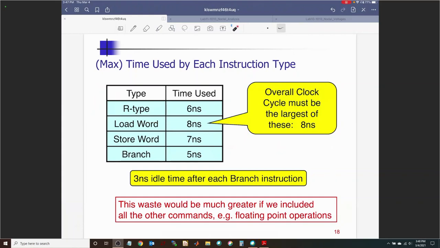Now, because there is a discrepancy, there is another consequence of this: if you end with a branch instruction, it ends 3 nanoseconds before a load word instruction could finish, right? So branch instruction ends in 5, load word ends in 8. So if there was a branch and you are limiting things to 8, then you have 3 nanoseconds of idle time after each branch instruction, which is not very ideal, because that is essentially leaving your resources not being used. Why does this matter?